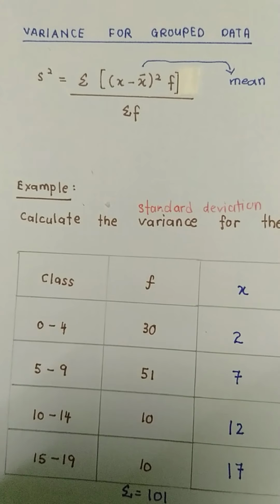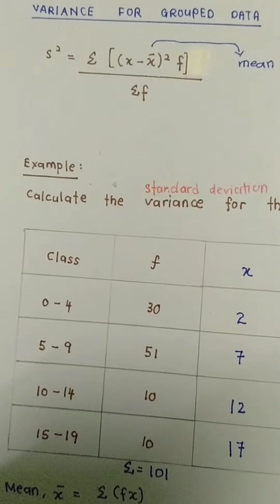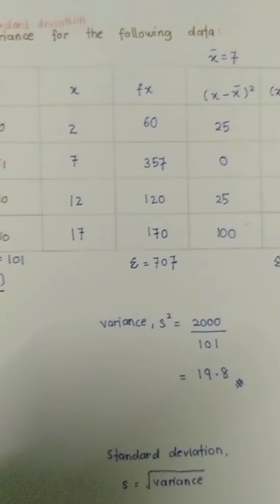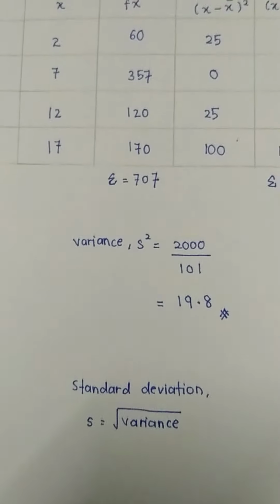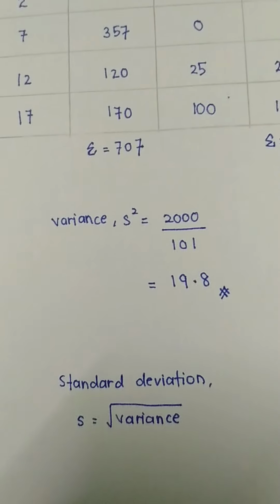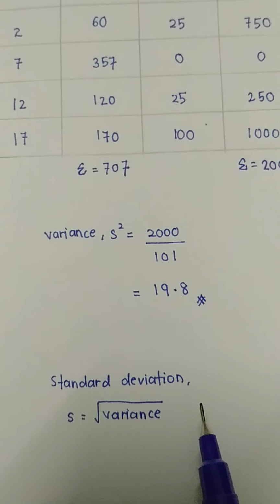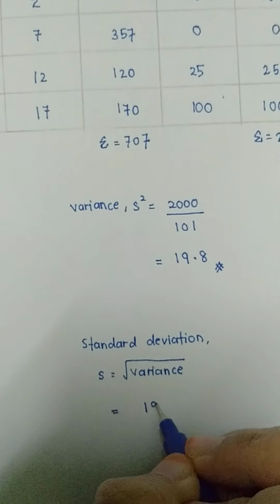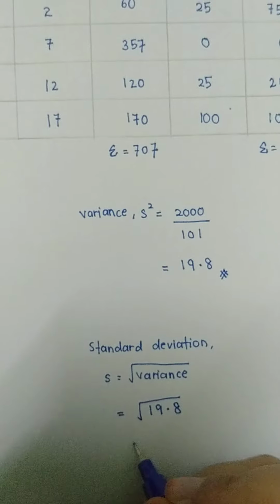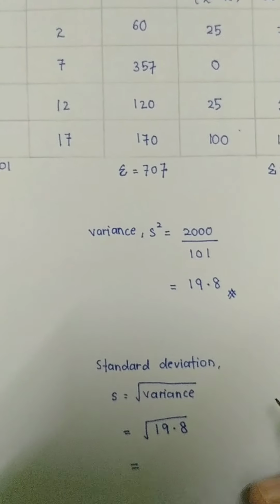If the question wants you to calculate the standard deviation for this data, the steps are the same. Find the mean, and then find the variance, and lastly we can find the standard deviation by using the same formula. Standard deviation is the square root of variance. So we just find the square root of 19.8. We get 4.45.